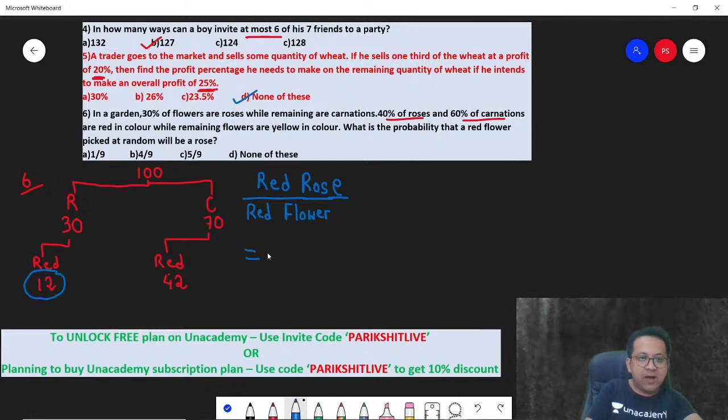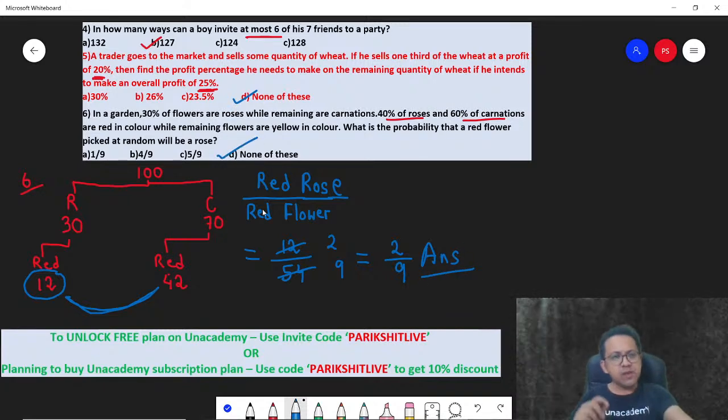12 of them are red roses. How many are red flowers? Total red flowers is 12 plus 42, which is 54. So the answer is 12 by 54, which is 2 by 9. Did you follow this? 2 by 9 is your answer.